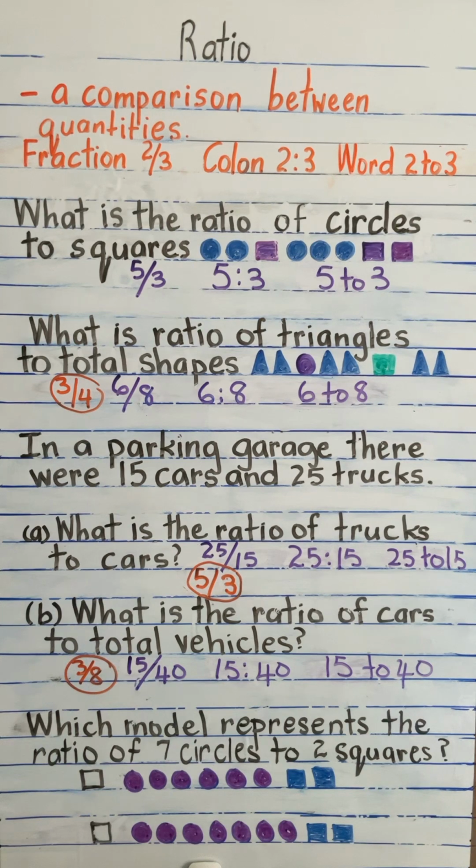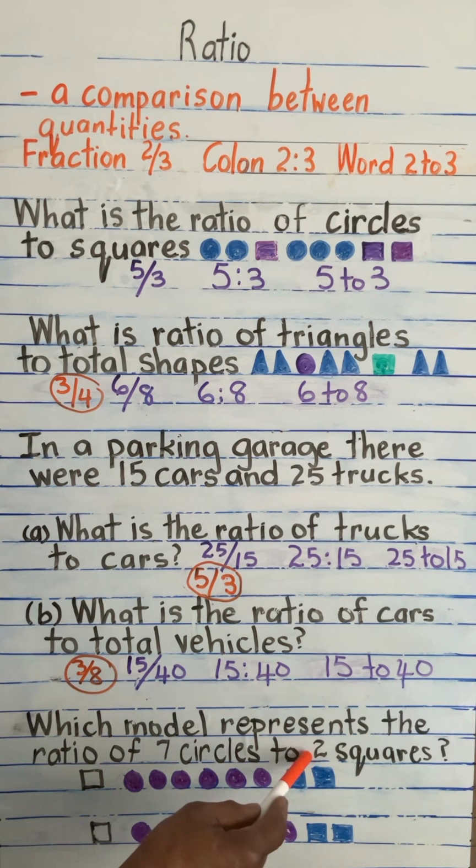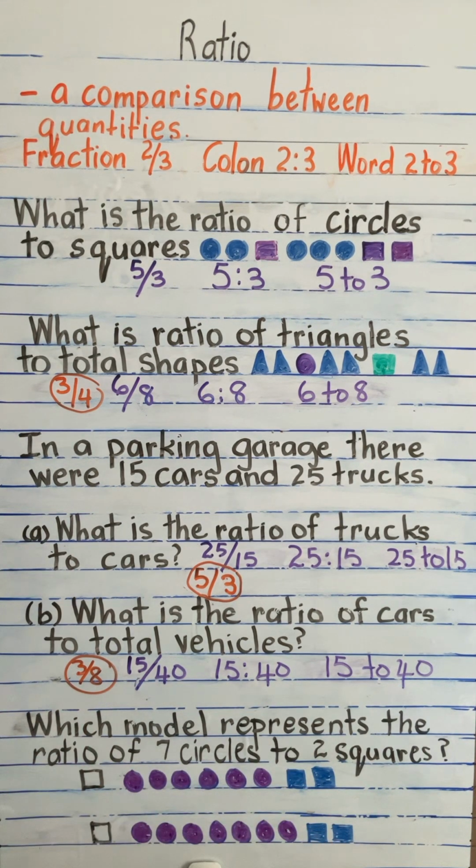Next, which model represents the ratio of 7 circles to 2 squares? We have to look at the models and see which one has 7 circles first. 1, 2, 3, 4, 5, 6. No. 1, 2, 3, 4, 5, 6, 7. Yes. And then 2 squares. So we put a check at this model.